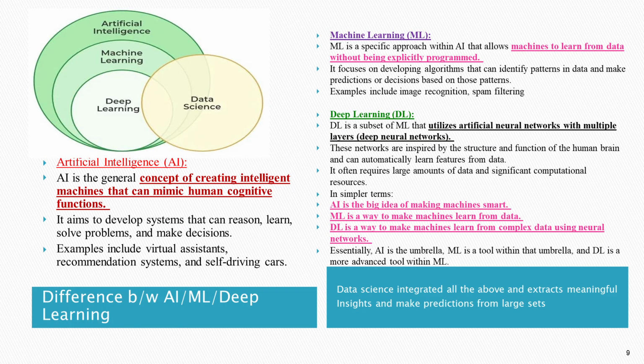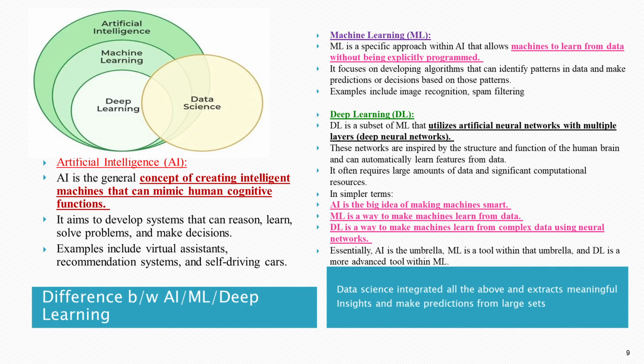Now, what are the differences between AI, ML, and deep learning? AI is a concept of creating intelligent machines that can mimic human cognitive function. The main objective of AI is that it is able to reason, learn, solve problems, and make decisions.